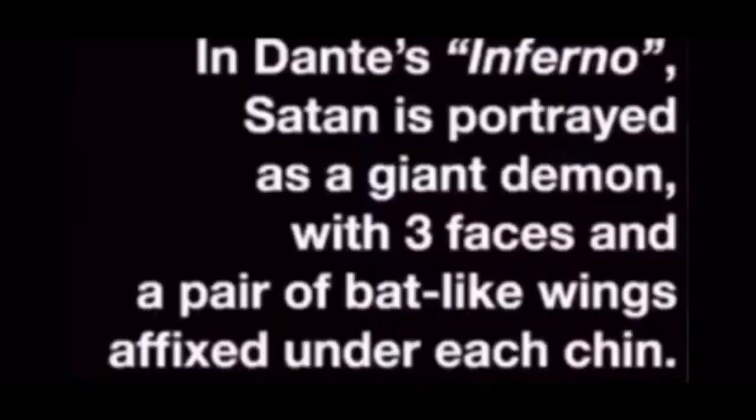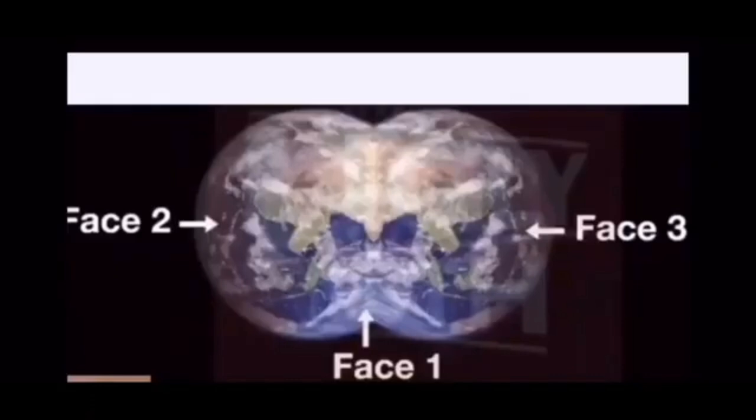Some stuff for you regarding NASA and the globe Earth. In Dante's Inferno, very famous, everyone played Devil May Cry, the video game. Satan, what we call the demon lord, is portrayed as a giant demon with 3 faces and a pair of bat-like wings affixed under each chin. You can find this from Wikipedia, nothing special, under popular culture. So that's the globe Earth, the blue marble thing that you have the 3 faces there, if you can see it. So once you put the 2 globes together, and you have the whole eye, nose, and lips and chin, this is what you get once you take out the rest of the thing.